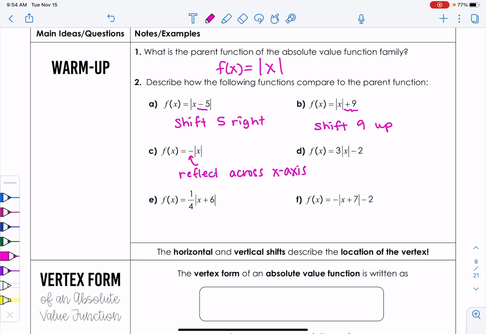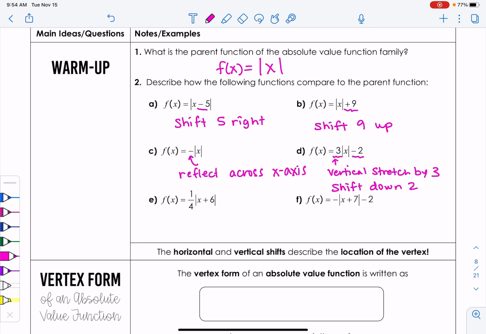Part D, we have 2 things going on. We have this 3 on the outside and we have that -2. So that 3 on the outside, that first thing, that's going to end up making it get really tall. It's going to be a vertical stretch by 3. And then we have a -2, that -2 on the outside. Outside shifts things up and down. So that means it's going to shift down 2 units.